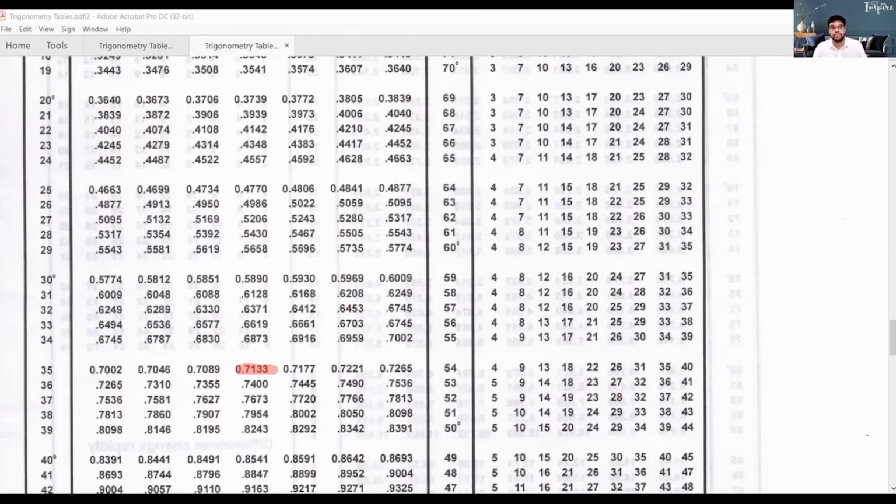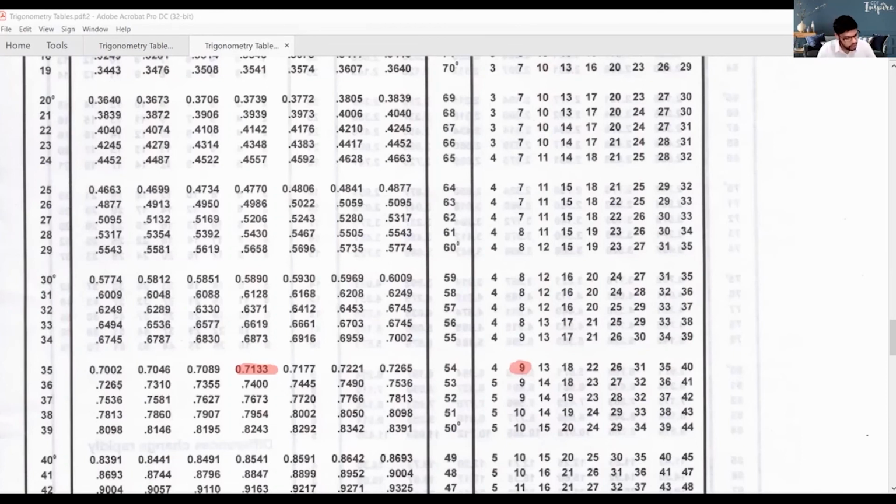Okay, so we go to the mean differences, and in the mean differences, children, you can see there's no 10. So we go to the closest value, which is 9. Right, the closest value we can get is 9. We don't have 10, right? So 7133 plus 9, that gives us 7142. That is close enough to 7143, right?